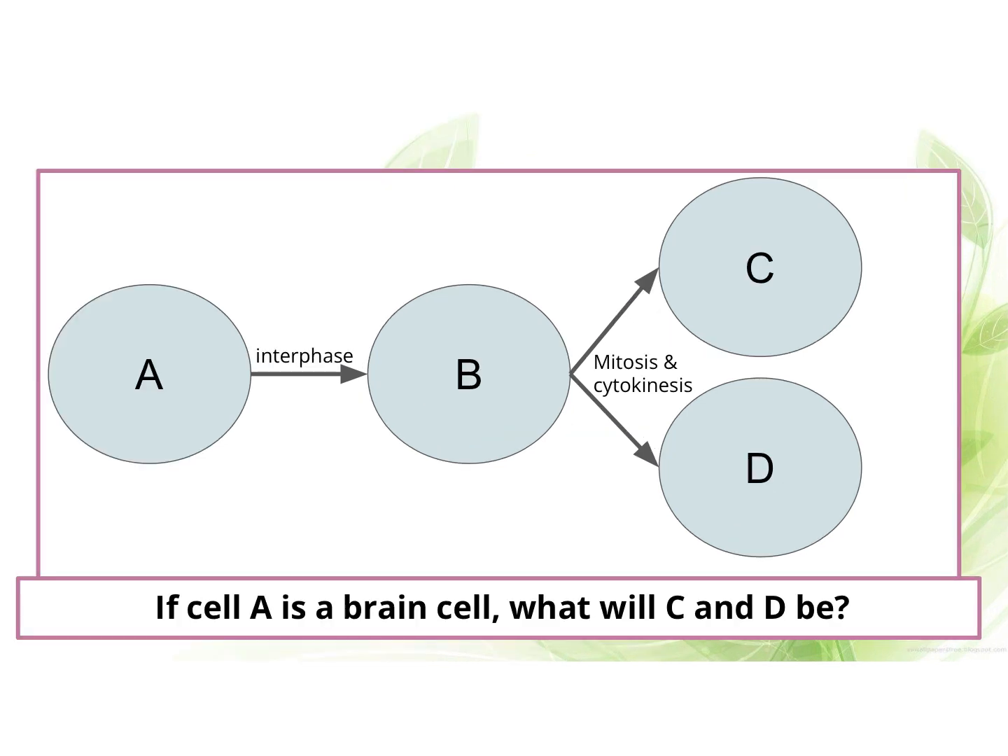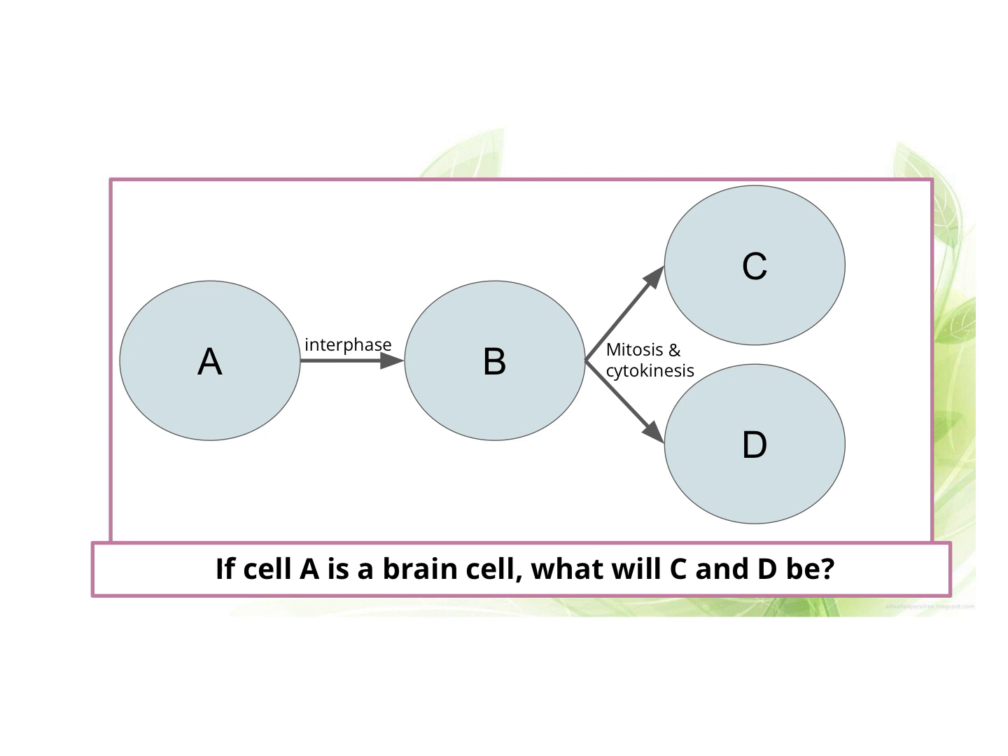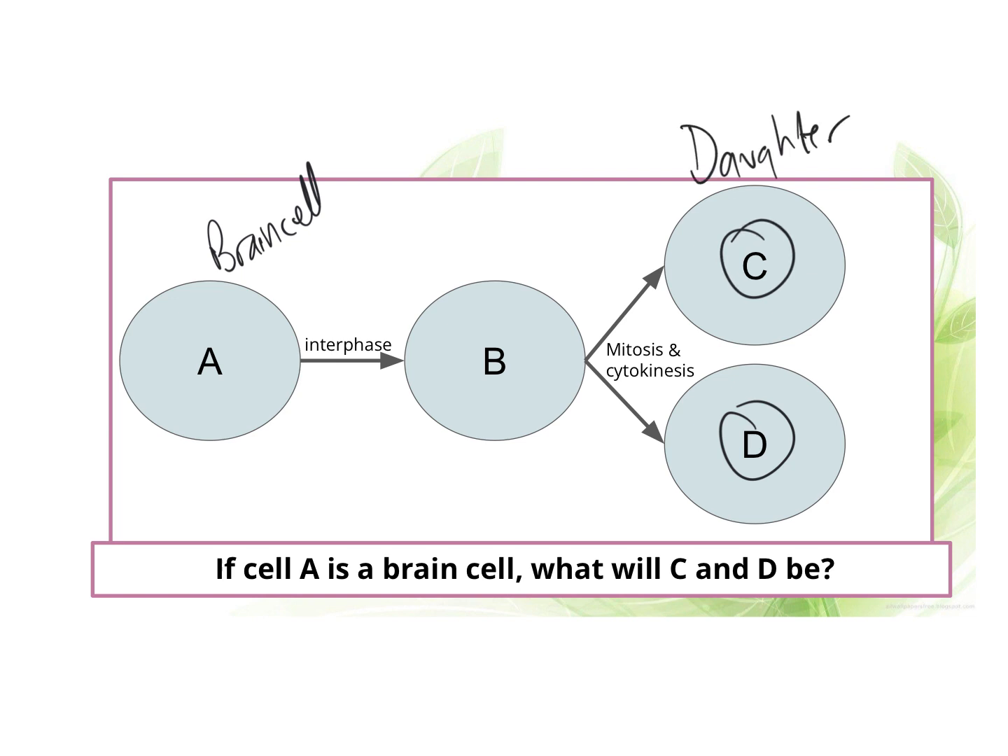We'll go to the next one. If cell A is a brain cell, what will cells C and D be? So cell A is a brain cell, and it's asking us what C and D are going to be. The way we would know that is the parent cell is going to be the same as the daughter cells. Again, these are the daughter cells here, and they're going to be genetically identical to the parent cell. That means that C and D must also be brain cells.